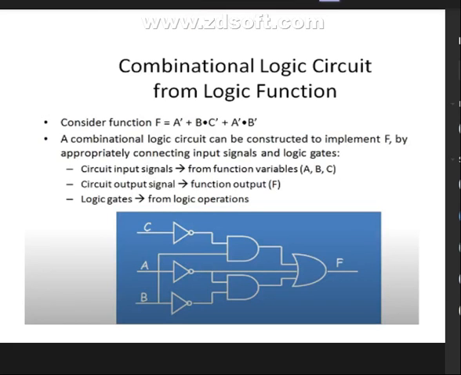See how we are going to construct a circuit with this logic. Suppose we have taken a function A' + B·C' + A'·B', then the combinational logic circuit will be defined by, see, first of all you have to see what the input symbols are here. A, B and C. We have taken the input symbols A, B and C. For A, NOT is there, for B, NOT is there, for C, NOT is there.